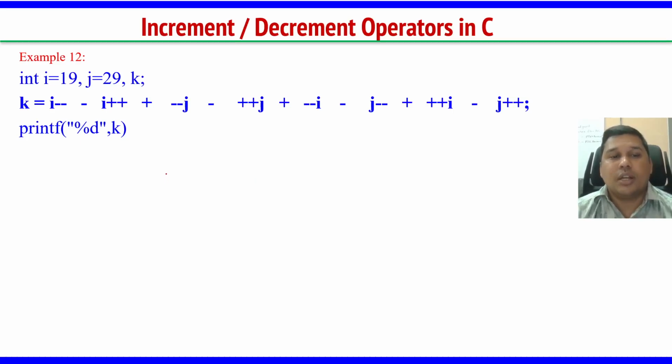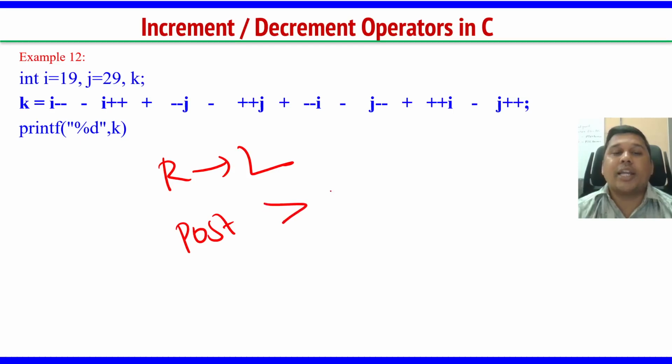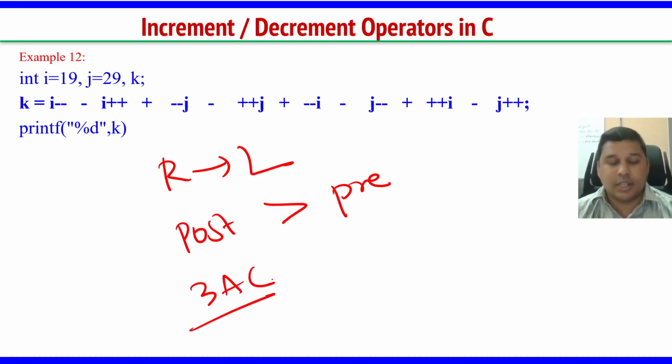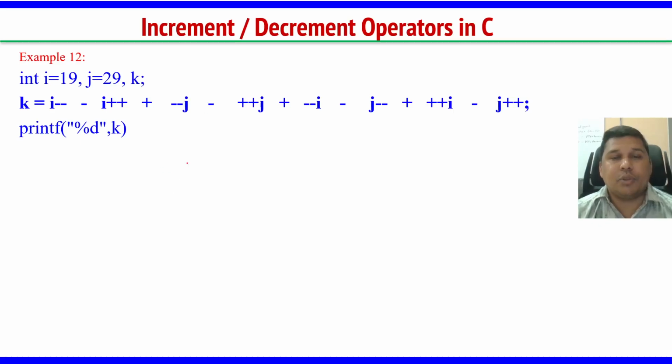We know the rules: first thing, it is from right to left. Second thing, post has more priority compared to pre. The other rule is that the compiler will generally break down the lengthy expression into three address code expressions. Using this, I give this as an assignment. Please try to solve it and comment in the video below what answer you got for this expression. Please try it definitely and comment on the video.